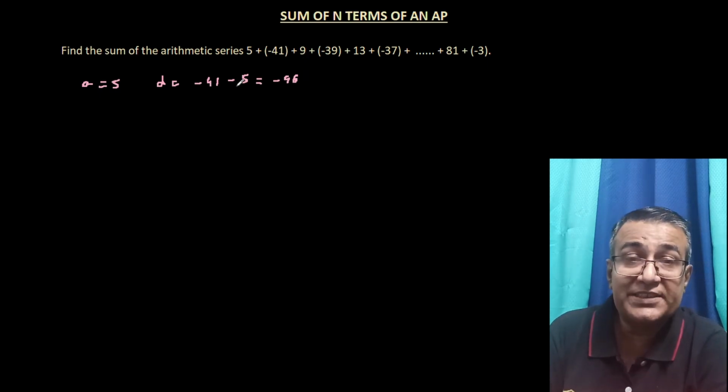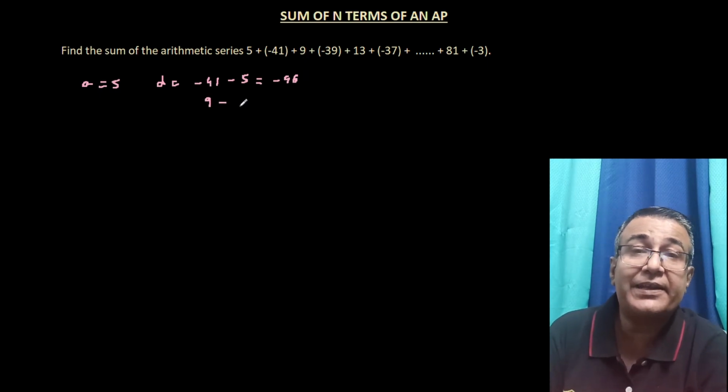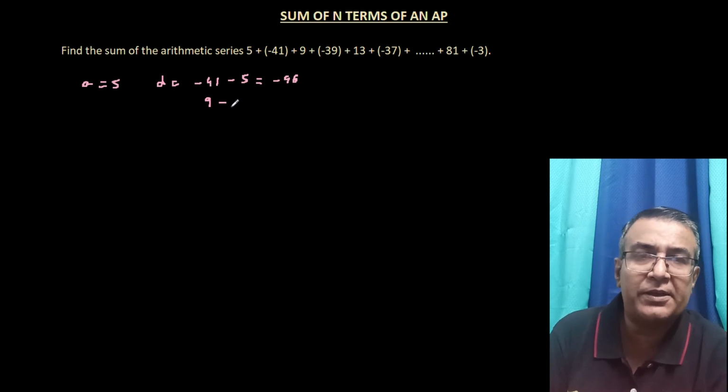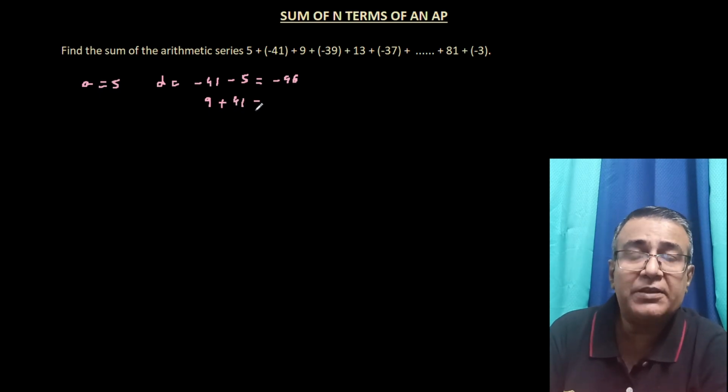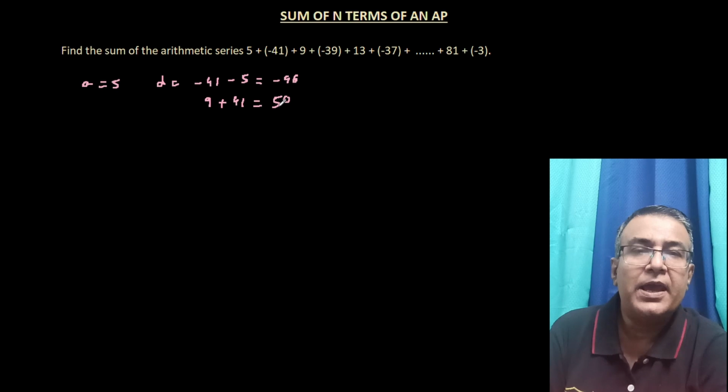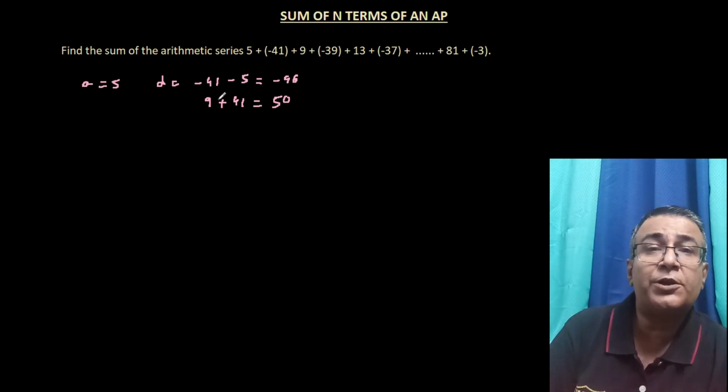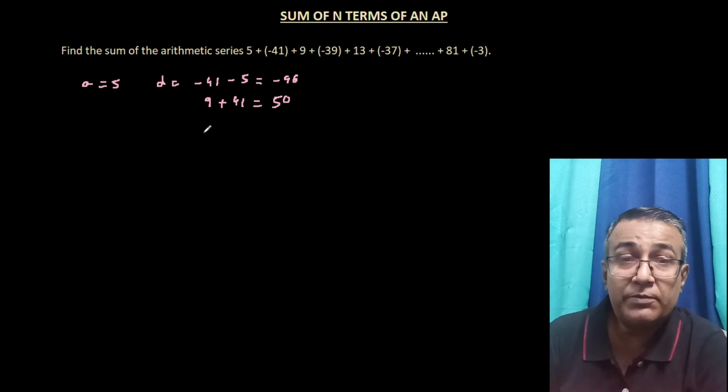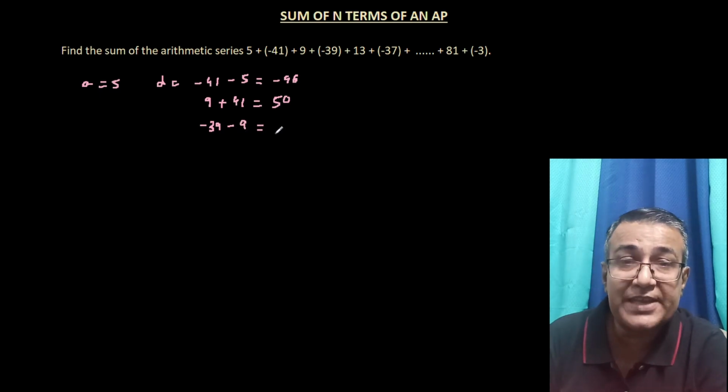So the third term is 9. From that we subtract negative 41. So minus and minus becomes plus. So 9 plus 41, that gives us 50. And it should be the same as the fourth term minus the third term. The fourth term is negative 39. From that we subtract the previous term, which is 9. So that gives us negative 48.